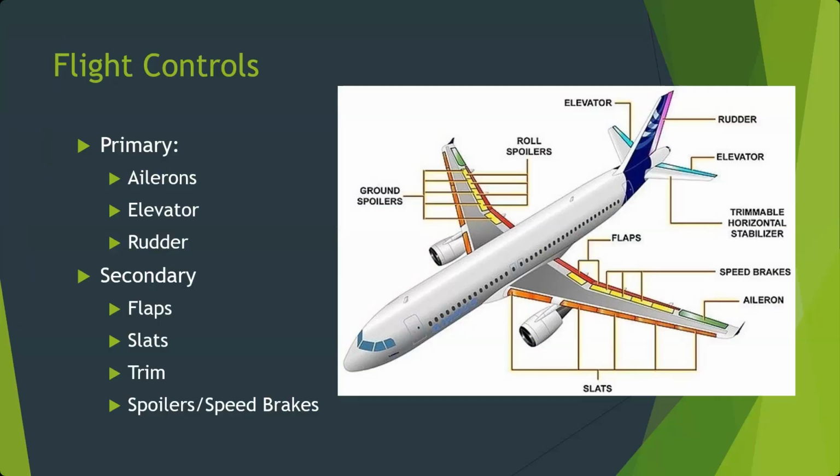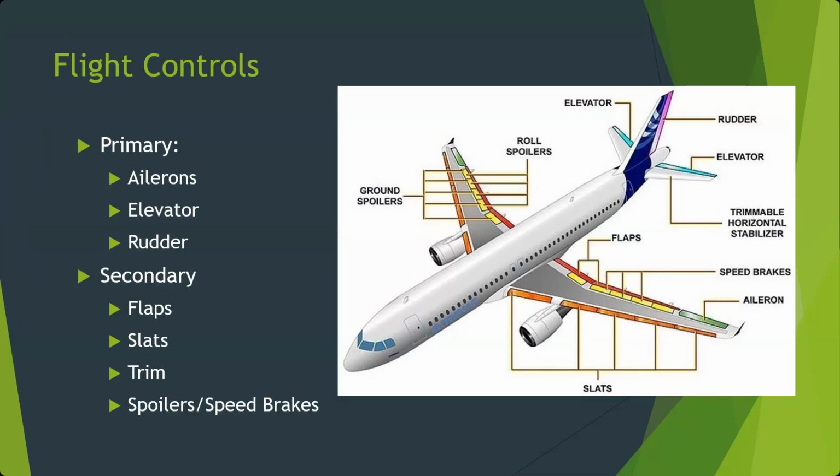There also are spoilers used in flight known as roll control or roll spoilers. In that case, it can be as simple as one or two spoilers or several spoilers on one wing or the other that deploy, and they typically don't deploy fully, but partially deploy on the same side as the upward moving aileron or the downward moving wing.